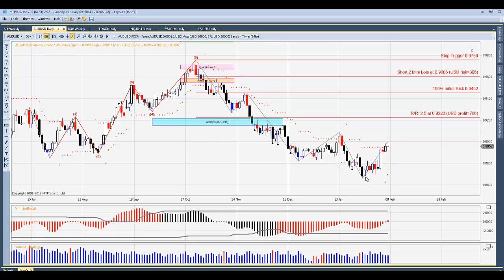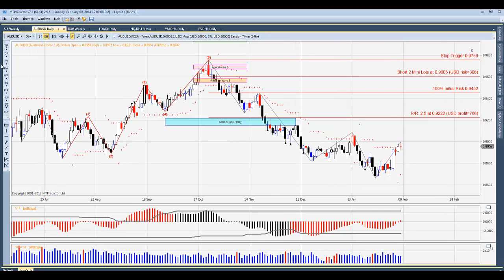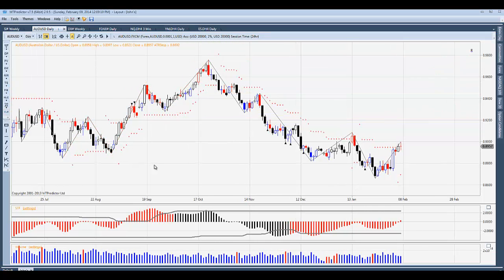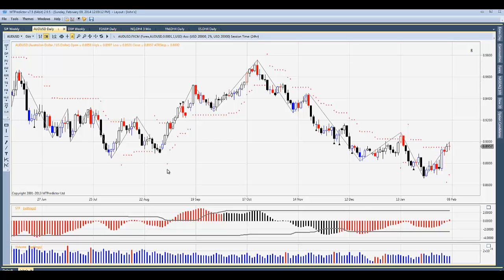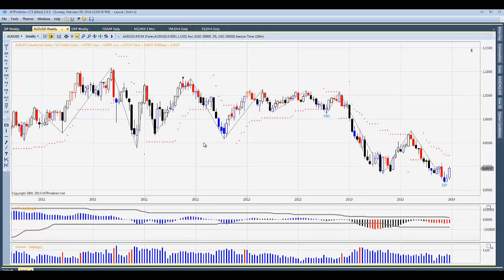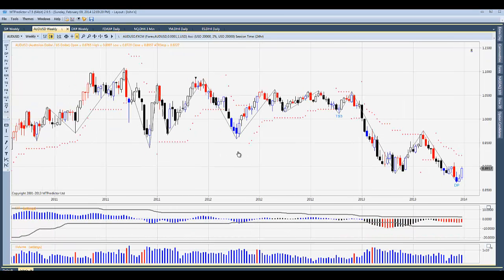Now, interestingly, how did this form? This is what we were looking at on the way down here, because in fact, let's go to the weekly chart here for a second. Alright, here is the last swing low. I'm going to take our decision point.